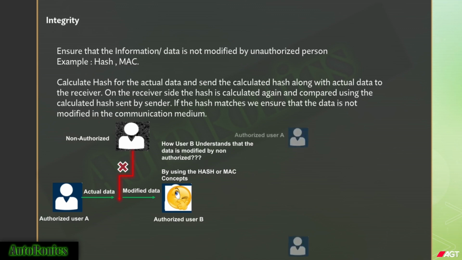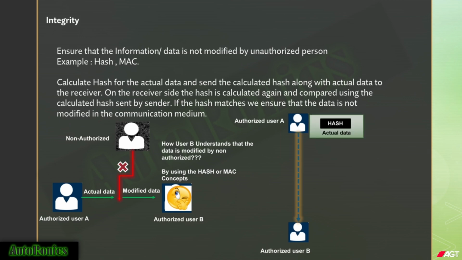We'll see a positive scenario where authorized user A calculates the hash for the data which he or she wants to send to authorized user B. Now, the authorized user A will not send only the calculated hash. He or she will send the actual data along with it. Now, the calculated hash and the actual data will be sent to authorized user B.